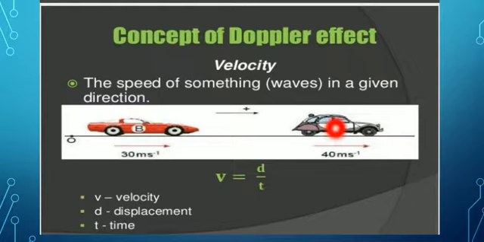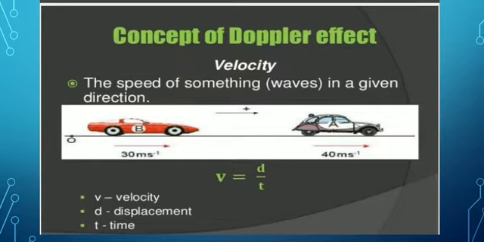See this car moving with 40 meters per second velocity, and this car moving with 30 meters per second, and both are moving in the same direction, right? So m s power minus 1 is the unit of velocity. The speed of something is given with direction. Velocity is equal to rate of change of displacement. Displacement is taken as d and time is taken as t. Therefore velocity is equal to rate of change of displacement, d divided by t.